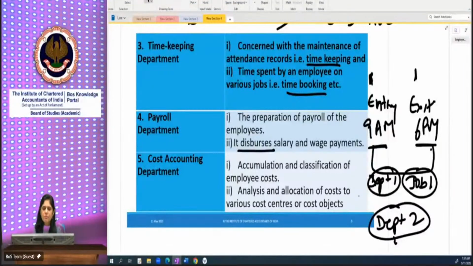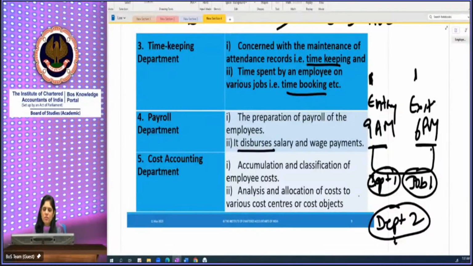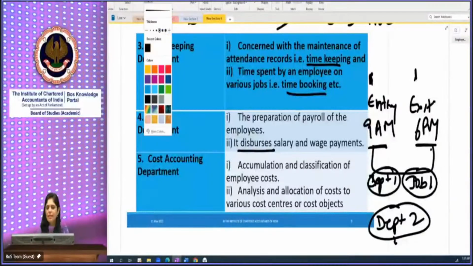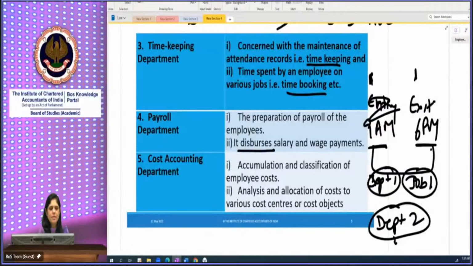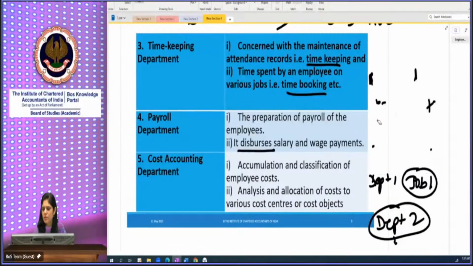Analysis and allocation of cost to various cost centers or cost objects. Whenever the cost is allocated, we go to different departments and products and then we distribute the salary. Let me just explain what it means.